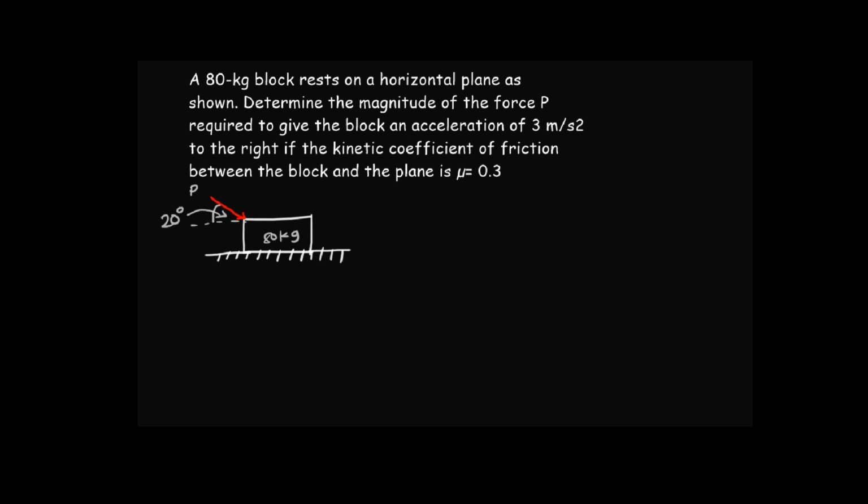So we have to determine the force P here, which is causing the block to accelerate 3 meters per second to the right, horizontally. So let's look at how you're going to do this. This is a kinetics question because it deals with the study of forces that cause the motion of objects. So in this case, you have to find the force that is causing this block here to move. So this is kinetics.